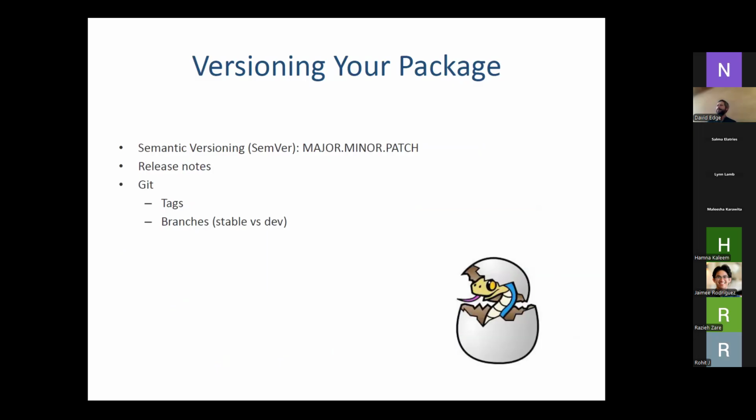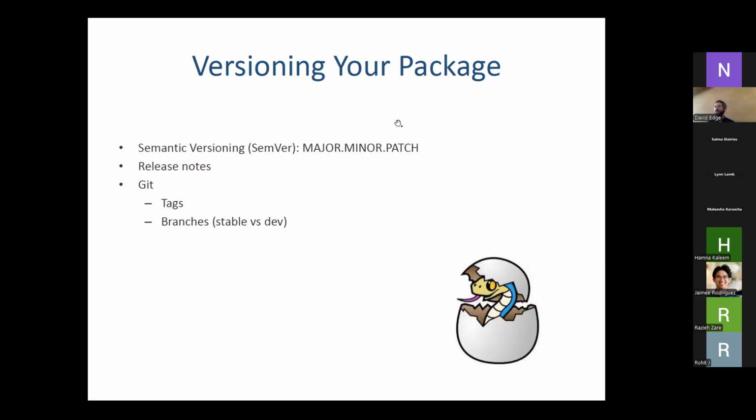Package versioning. So the most popular and common way to version packages is semantic versioning. So you might have seen this framework before with major, minor, and patch versions. So perhaps the very first version of a software package you're releasing is 0.0.0, with changes to that package across these different facets.